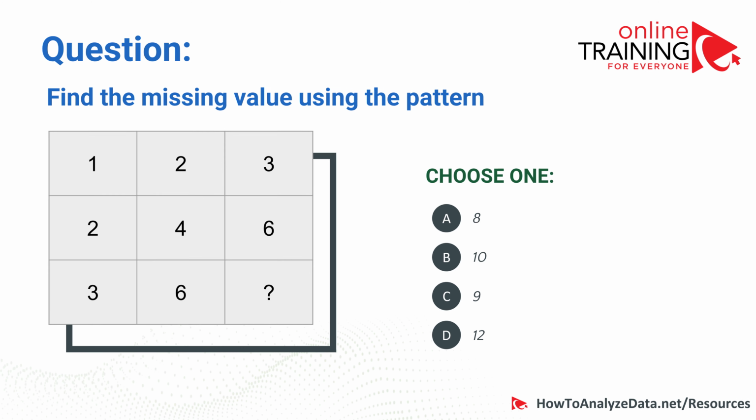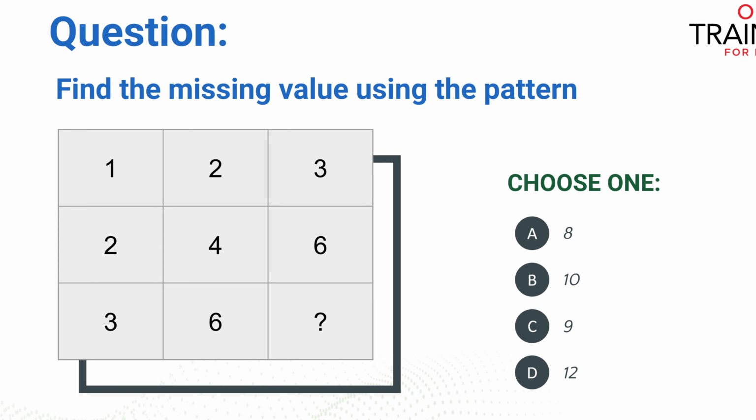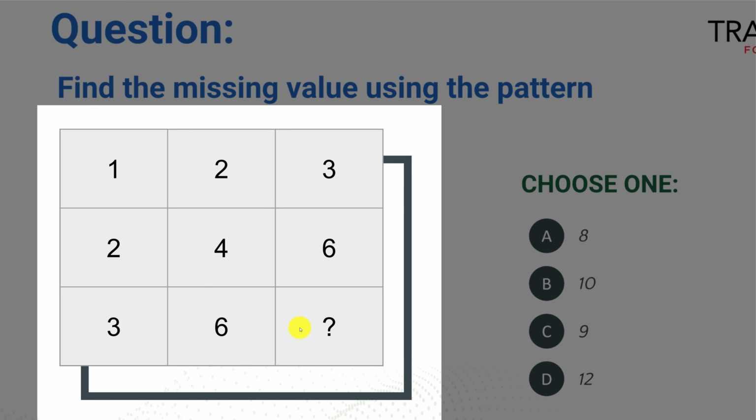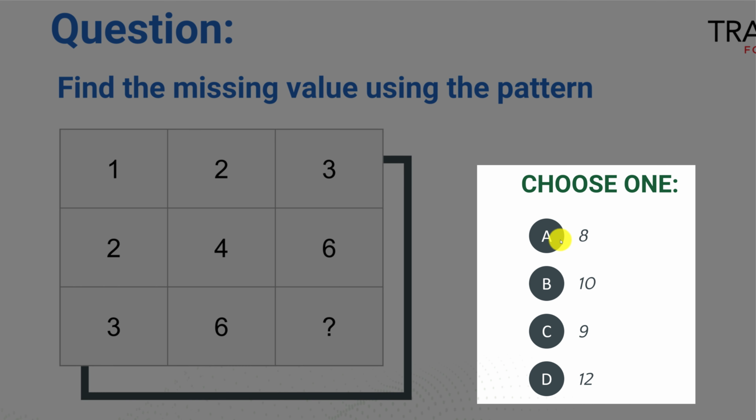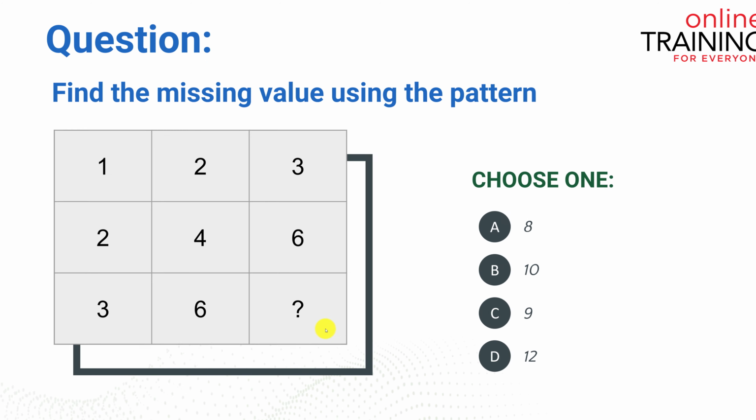Now let's look at the question. Find the missing value using the pattern. You see the 3 by 3 box, and one of the values in this box is missing. So what is the pattern? And there are four choices. We have A, B, C, and D, right? And obviously you would have to find the pattern and calculate the value. So what do you guys think is the right answer here?